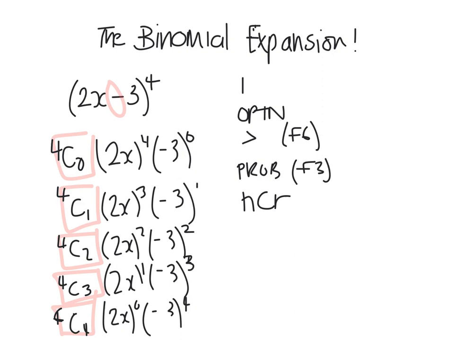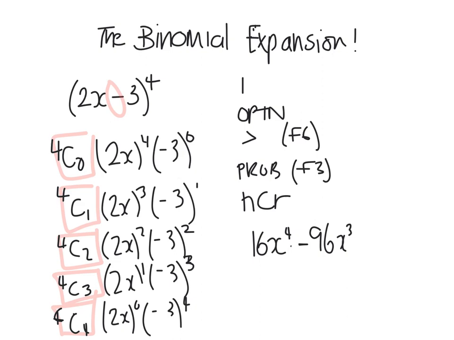So our first one then will be 16x to the power of 4, and that's going to be it because we've got 1 times 1 with that. And then we're going to have 32x cubed times by a minus 3. So that's going to actually be minus, and 32 times 3 is 96. Go me, I can still do maths.